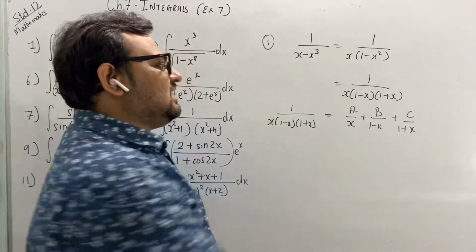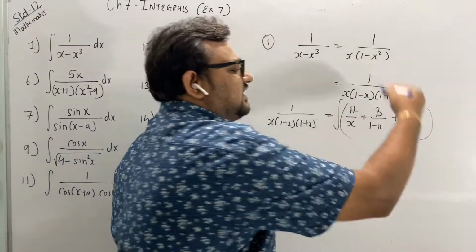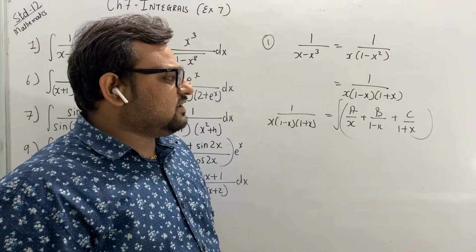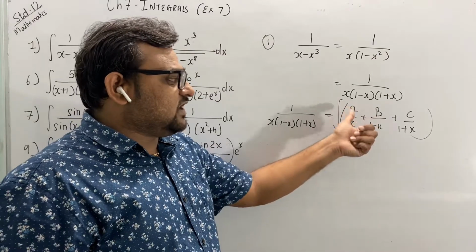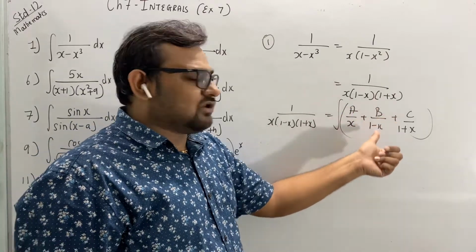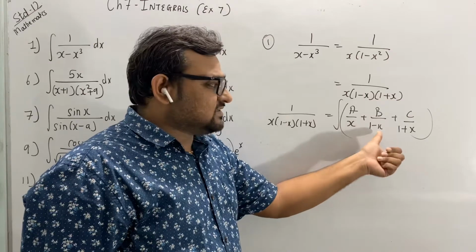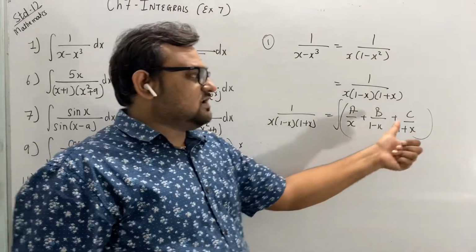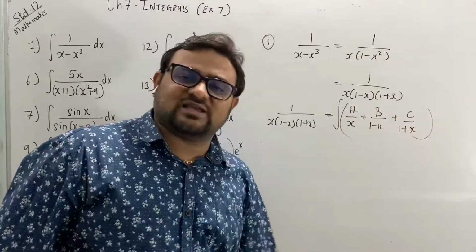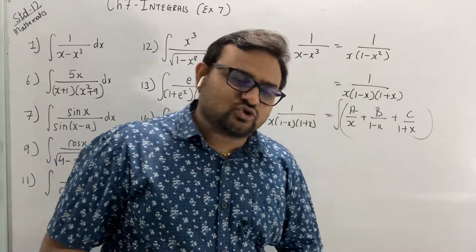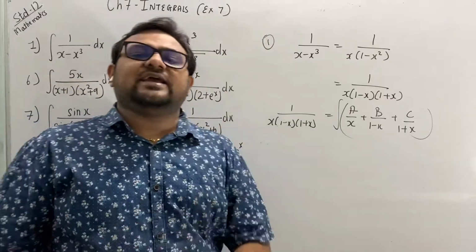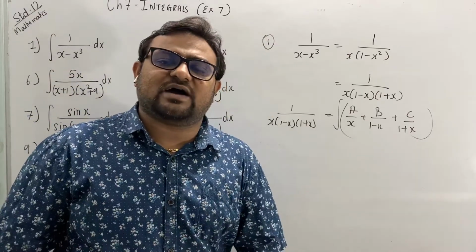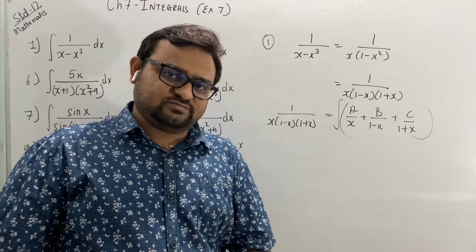And then finally integrate it. Clear? So here it will be whatever the value of a into log x plus b into log 1 minus x, and as it is minus, it will be minus, plus c into log 1 plus x. Clear? So you solve this by integration by partial fraction. Clear?